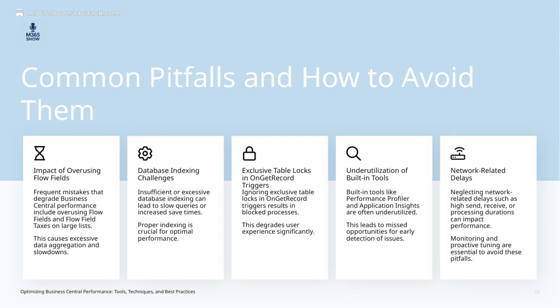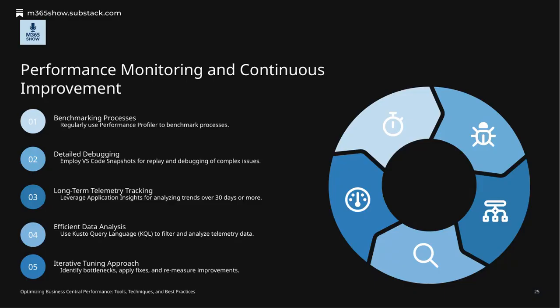Finally, overusing flow fields and flow field taxes on large lists can significantly slow down your system. These features are powerful, but they should be used judiciously, especially with large volumes of data, to avoid unnecessary data aggregation and performance hits. By being aware of these pitfalls and applying best practices, we can keep Business Central running efficiently and effectively. Let's dive into some key strategies for optimizing Business Central performance through monitoring and continuous improvement.